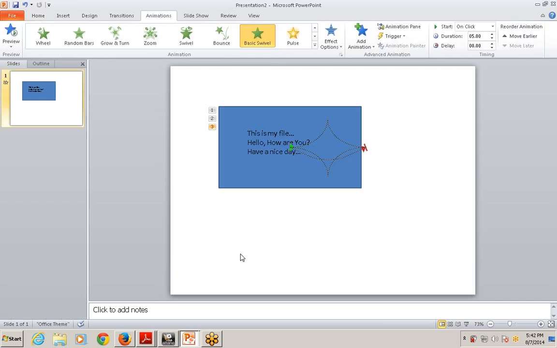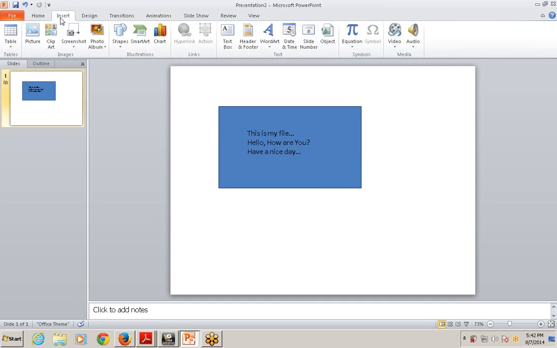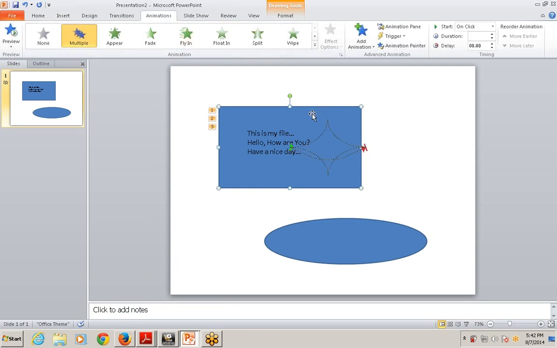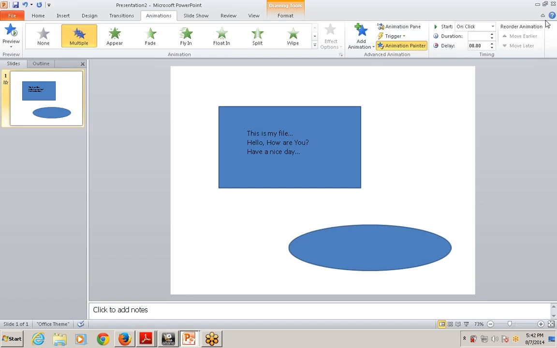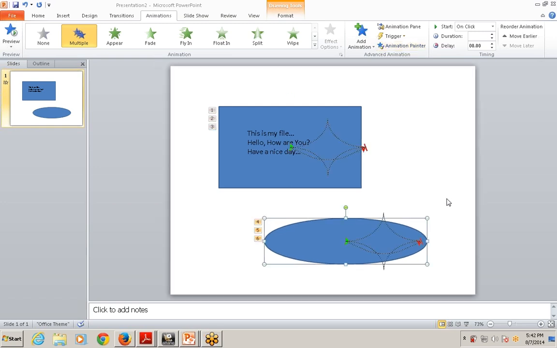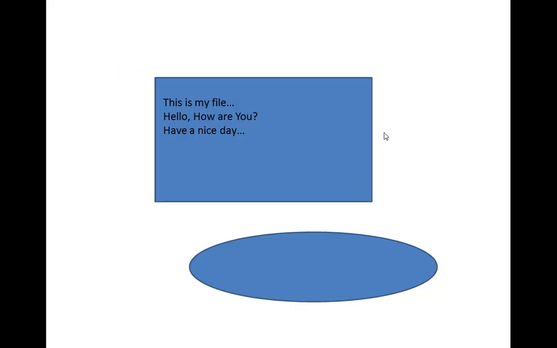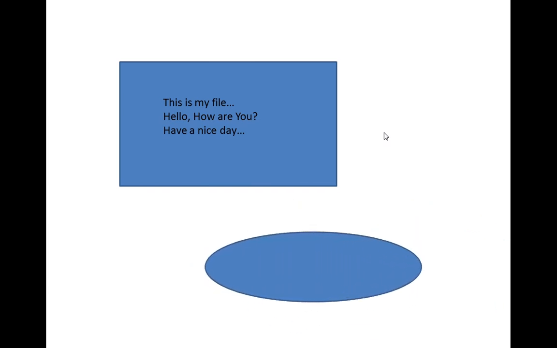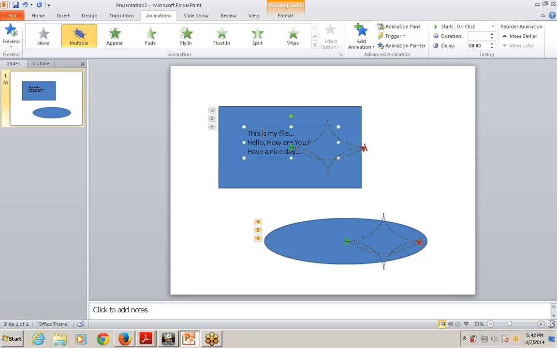Now let's see how to copy. Suppose I'm inserting one more shape. I want to apply the same animation which is applied on this one to this shape. First of all, click on this, apply the format painter button, apply this one. So this is how we can apply the same animation to multiple parts. Now let's see in a practical way. First of all, that part will move, then this part will move, because I applied the same animation to the oval shape. So this is how we can copy the animation.